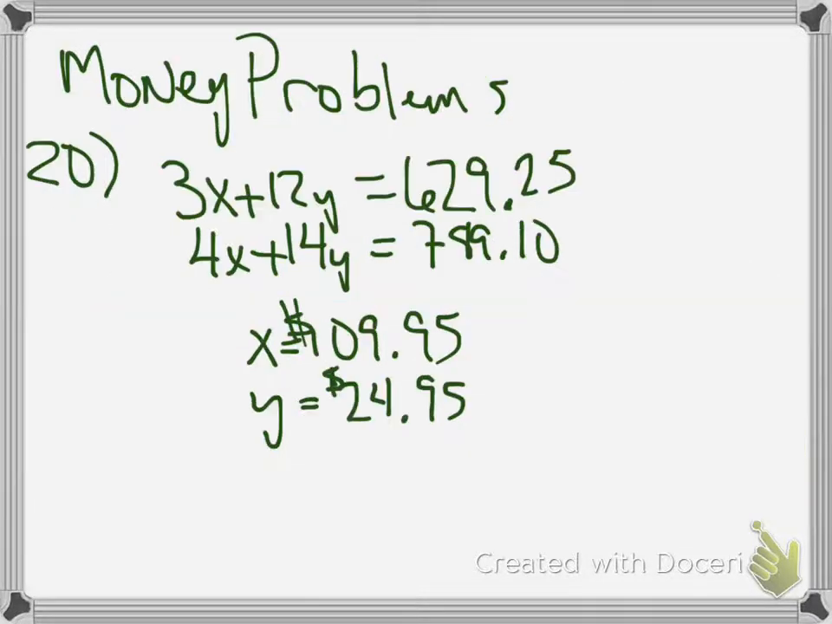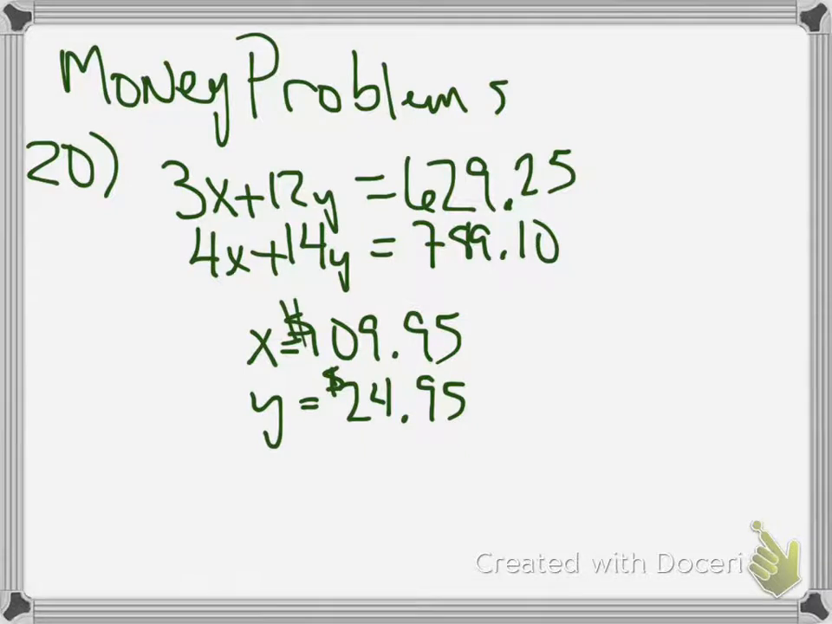All right, the next one is a money problem. Those are actually fairly easy to set up, so I'm just going to show you the answer here. Cost of renting 3 tables and 12 chairs, 3x plus 12y equals 629. They go pretty much in order. Cost of 4 tables and 14 chairs is 789.10, and then you go ahead and type them in, and there you go. So that one's, again, fairly easy.